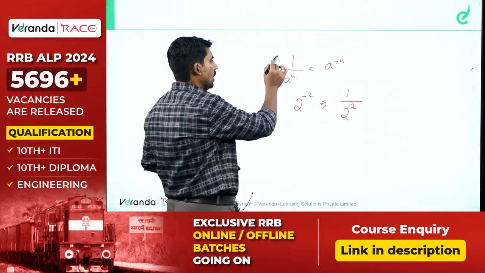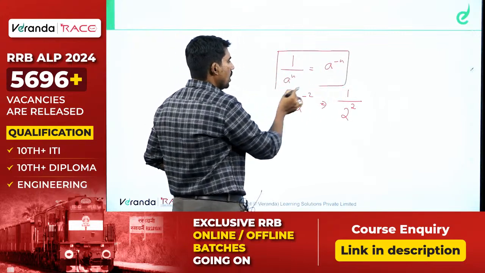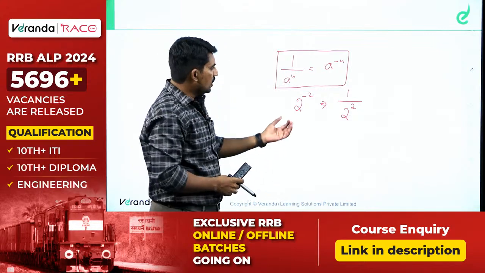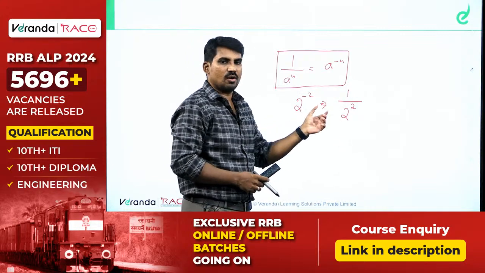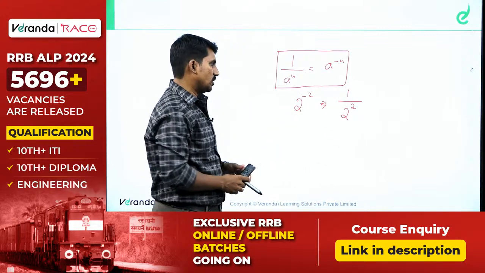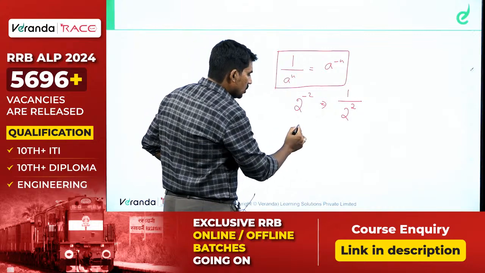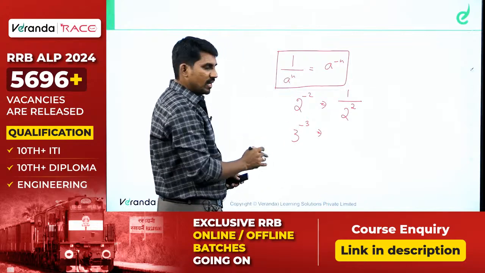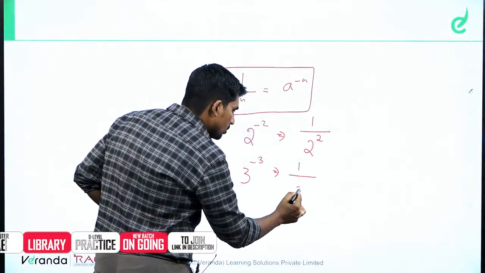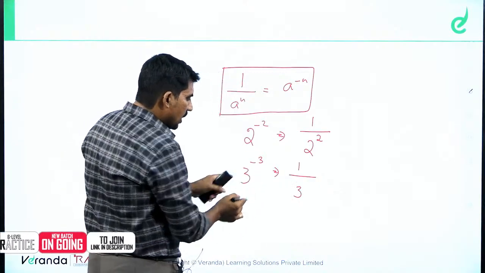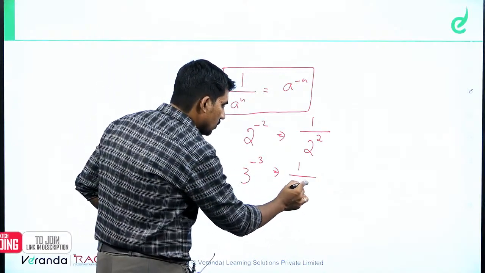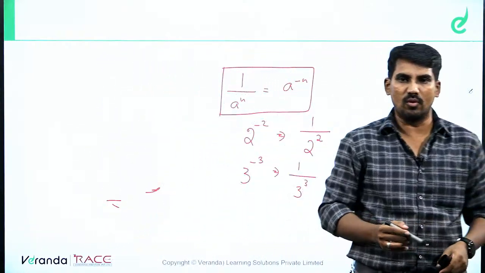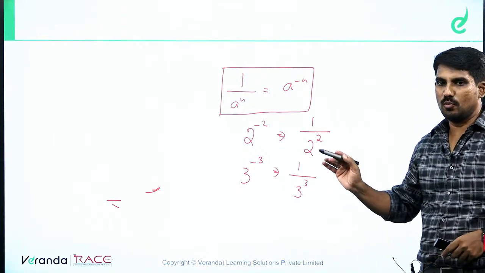Therefore, the next important thing is 1 by a power n is equal to a raised to the power minus n. So 2 to the power minus 2 means 1 by 2 square. Now see 3 to the power minus 3. How can we write this? 3 to the power minus 3 is a to the power minus n, so 1 by a to the power n, where the negative power becomes positive: 1 by 3 cube. That is nothing but 1 by 27. The first value is 1 by 4, this value is 1 by 27. Clear?